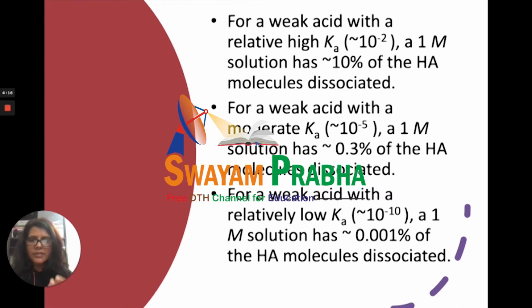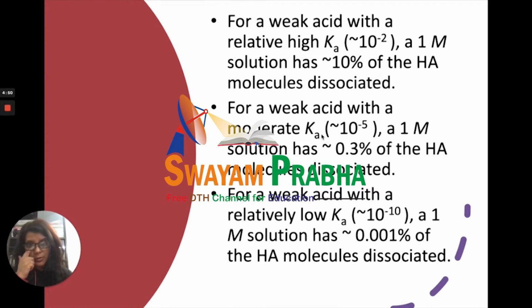Now, just to understand a little more, for a weak acid with a relatively high Ka value, that is approximately 10 to the power minus 2, among the weak acids, this is a stronger acid. A 1 molar solution has approximately 10% of the HA molecules dissociated. So, in a 1 molar solution, only 10% will be dissociated. The 90% will remain undissociated. Now, this is for a stronger of the weak acids.